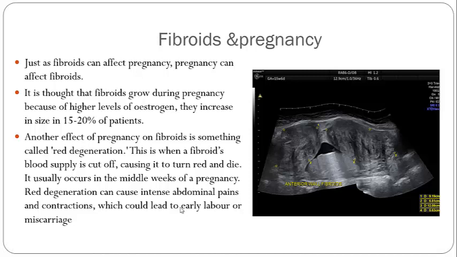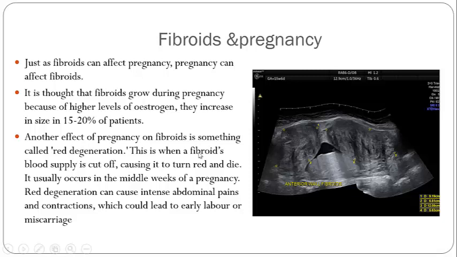So we have a little talk on fibroids and pregnancy. Just as fibroids can affect pregnancy, pregnancy can affect fibroids. It is thought that fibroids grow during pregnancy because of higher levels of estrogen. They increase in size in 15 to 20% of patients, and in other patients they did not enlarge. This is an early pregnancy with two very large anterior wall fibroids.